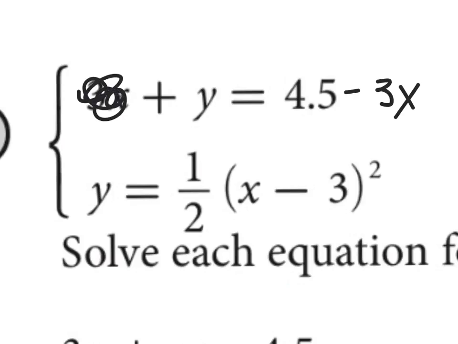I'm kind of lazy when it comes to solving for y. I just move stuff around. I don't do the minus on both sides because I think it's a waste of time. So we just move on. So I have y equals 4.5 minus 3x and y equals 1/2 times (x minus 3) squared. And now we are going to graph this. So go ahead and go to y equals, and we're going to type both of these in.